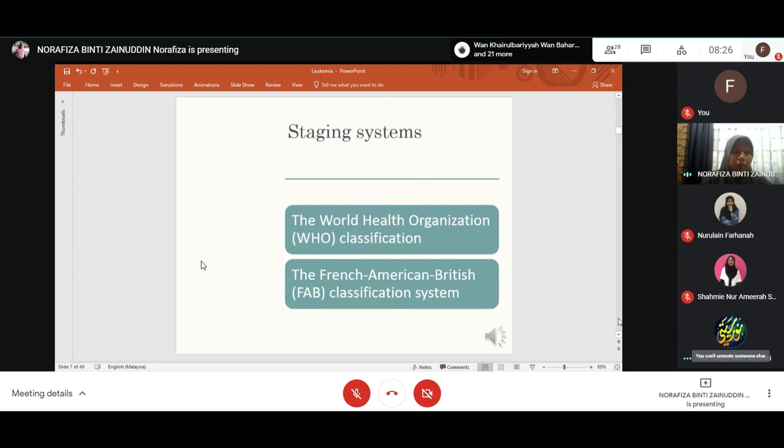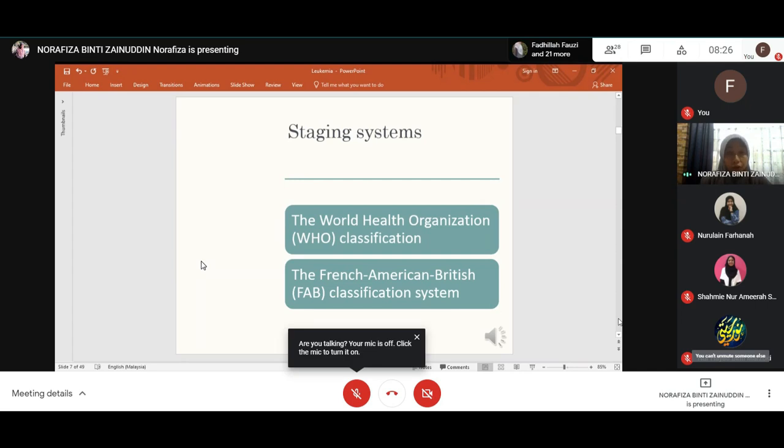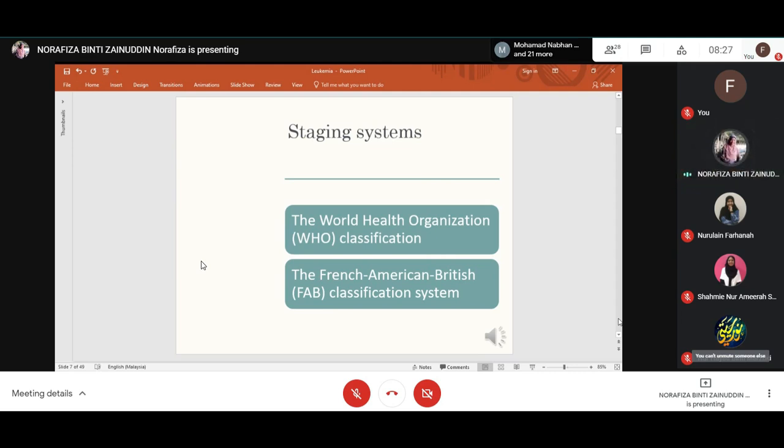There are two staging systems commonly used for AML. We have the FAB system, or the French American British classification system. This one is based on morphology, and also to define specific immunophenotypes, and also the WHO system. We currently use the WHO system now, which will use the information on chromosome translocations and chromosome abnormalities, as well as evidence of dysplasia in the patients.